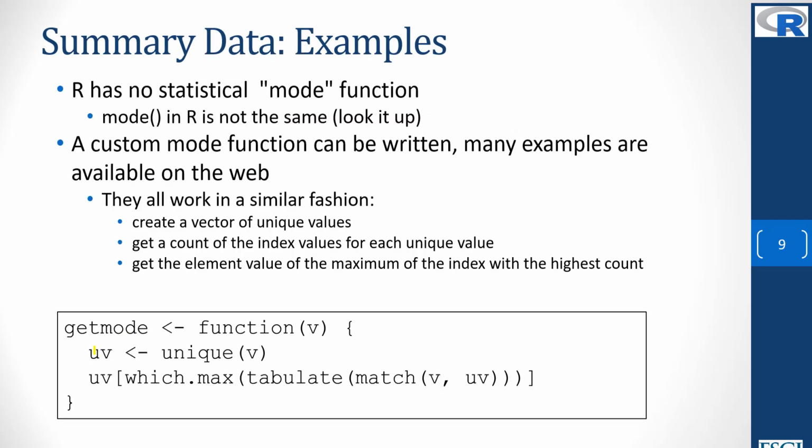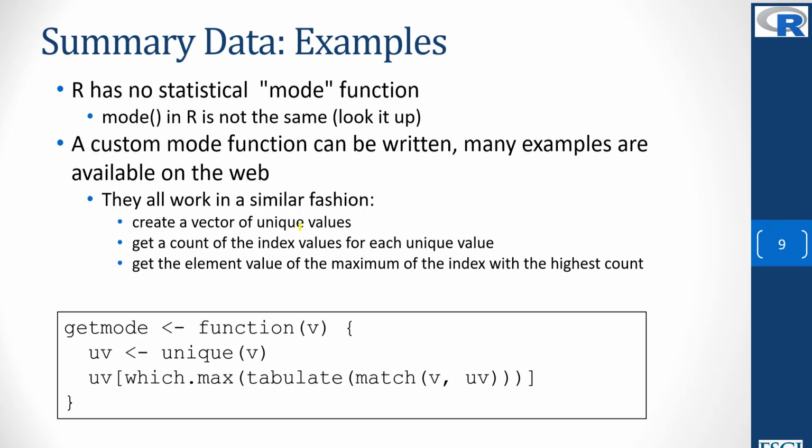Now for the mode, which is the most frequently occurring value in the vector, we don't have a function that we can do this with directly in R. There is a mode function. If you look it up in the documentation, you'll see it returns the storage mode of the data, which isn't relevant to the statistical mode. But we can write a function of our own pretty easily, and there's a lot of them on the web. And if you look at most of them, they work in a pretty similar fashion.